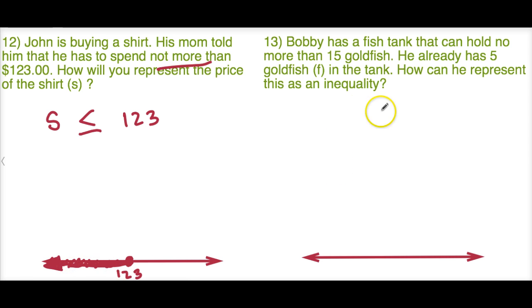Okay, next one. Bobby has a fish tank that can hold no more than 15 fish. He already has 5 goldfish in the tank. How can he represent this as an inequality?